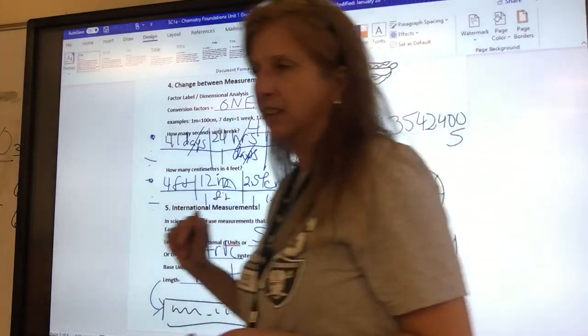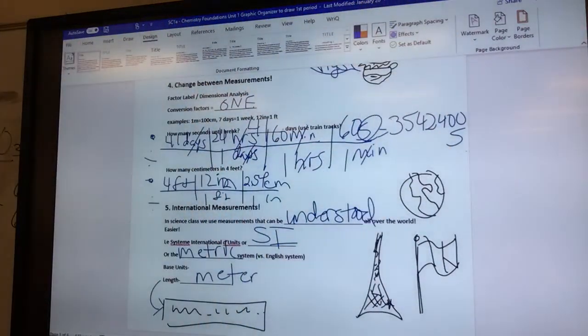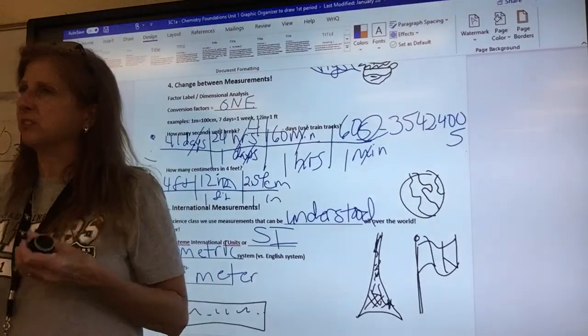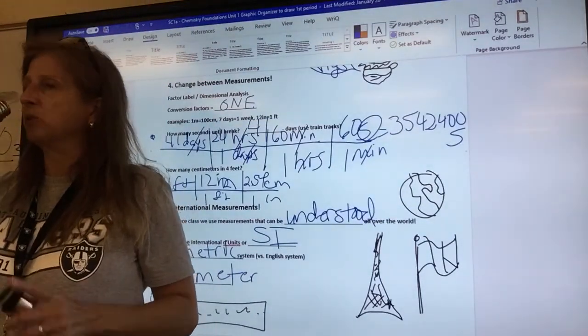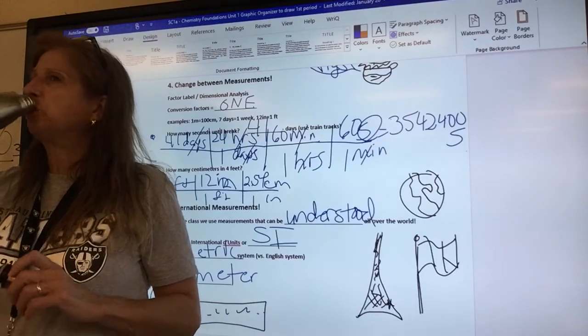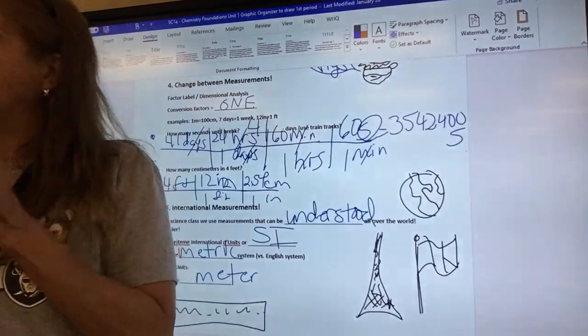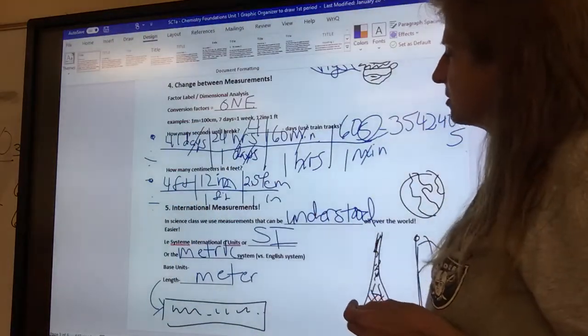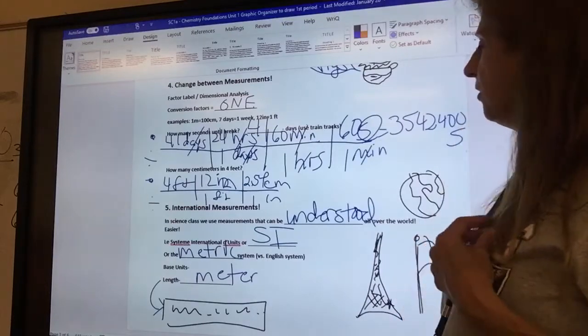3,542,400 seconds. And we didn't worry about significant figures there. You don't worry about significant figures in some definite measurements. And we'll talk about that more. Did you get it? Did you get the right answer? Yep. All right. Now, you can try how many centimeters are in 4 feet on your own.